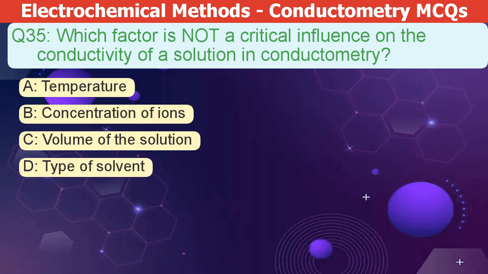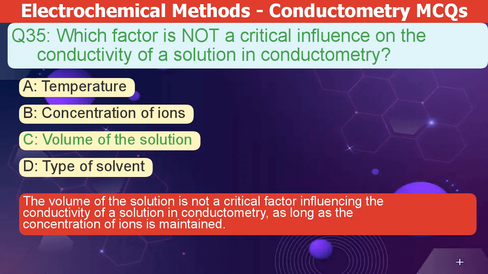Which factor is not a critical influence on the conductivity of a solution in conductometry? A. Temperature. B. Concentration of ions. C. Volume of the solution. D. Type of solvent. The correct answer is C. The volume of the solution is not a critical factor influencing the conductivity of a solution in conductometry, as long as the concentration of ions is maintained.